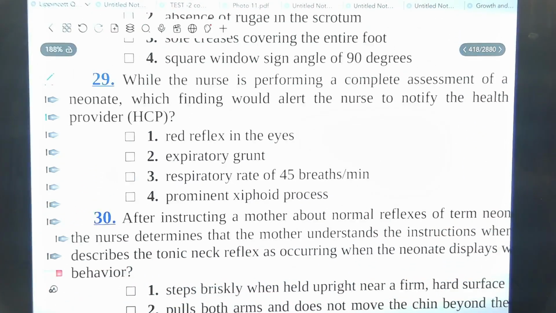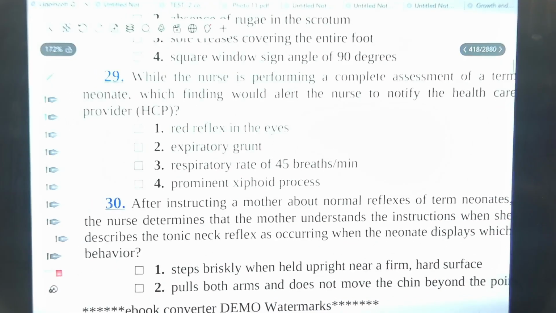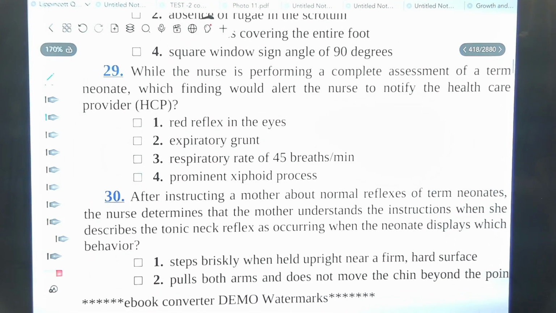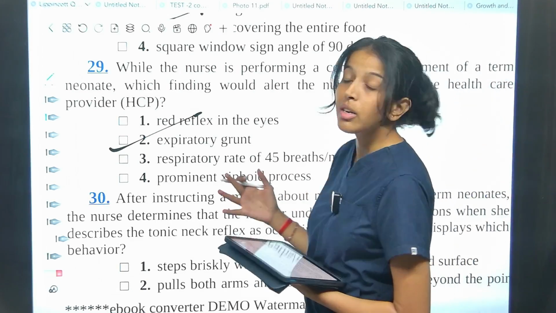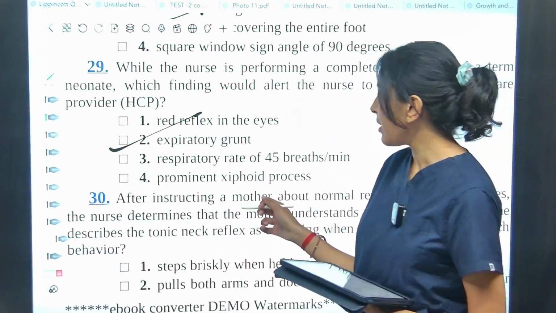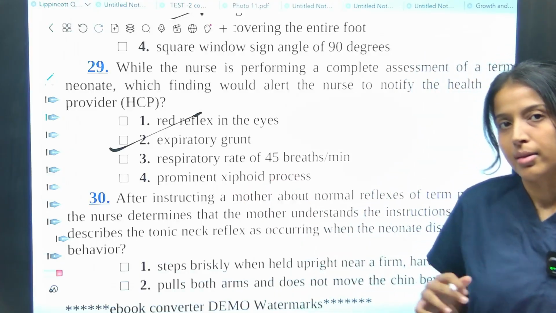Now next question 29. While the nurse is performing a complete assessment of a term infant, which finding would alert the nurse to notify the HCP? So what will be the right response? That we need to share with the HCP. That is expiratory grunting. So this indicates respiratory distress. If there is respiratory grunting, especially in pediatrics, the baby is at high risk and may develop respiratory distress. So we have to share this finding with the healthcare provider.